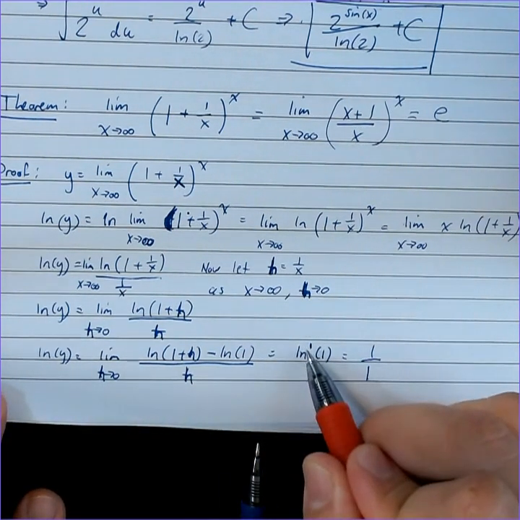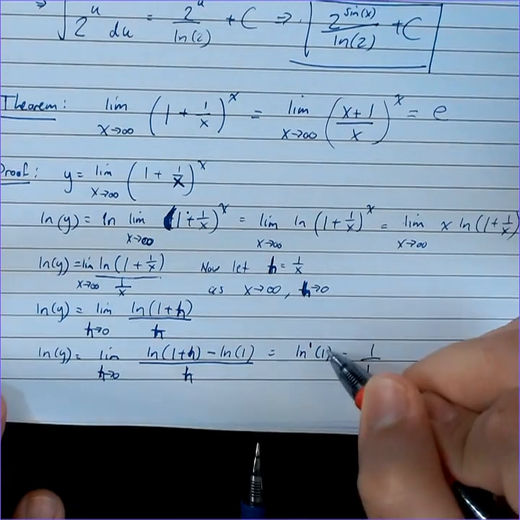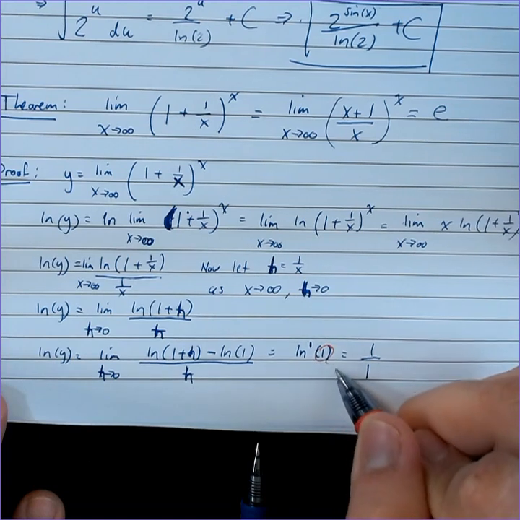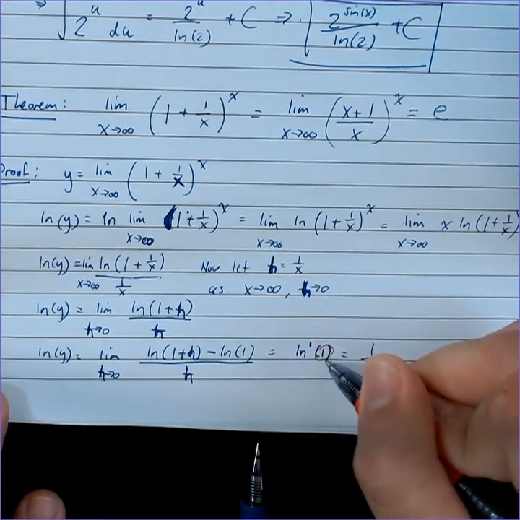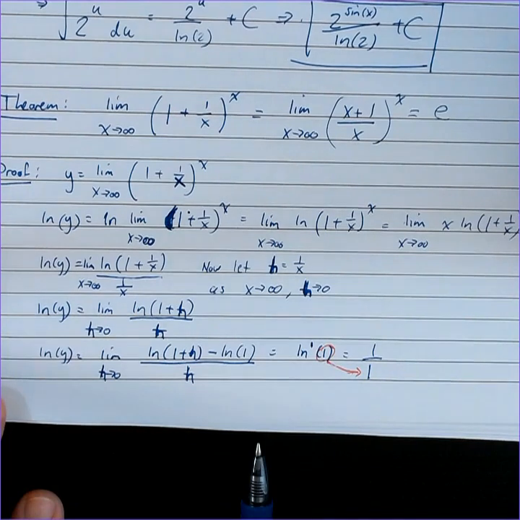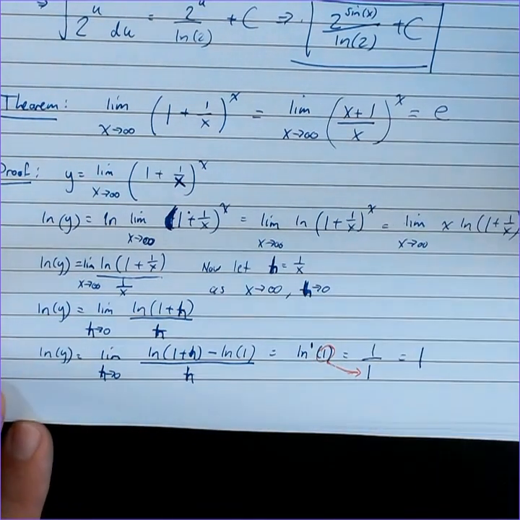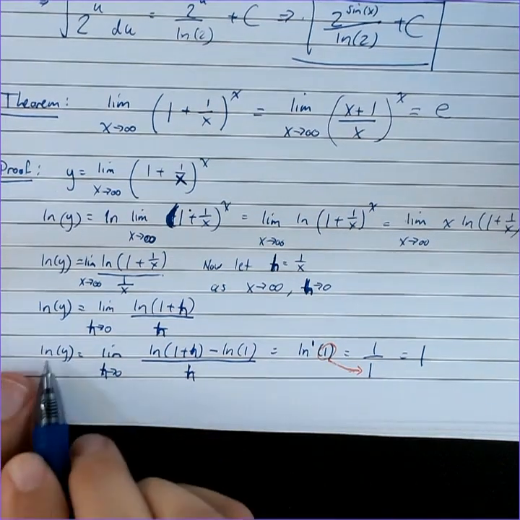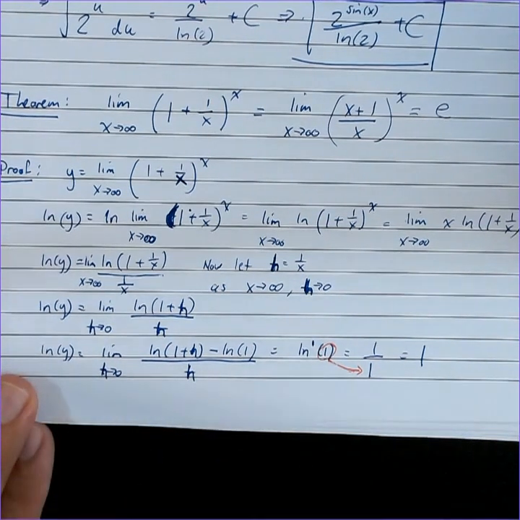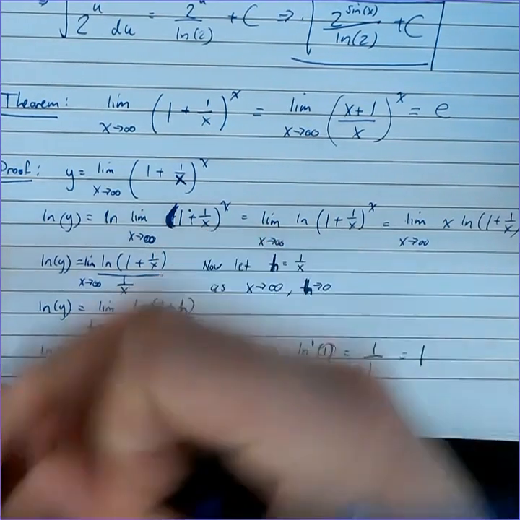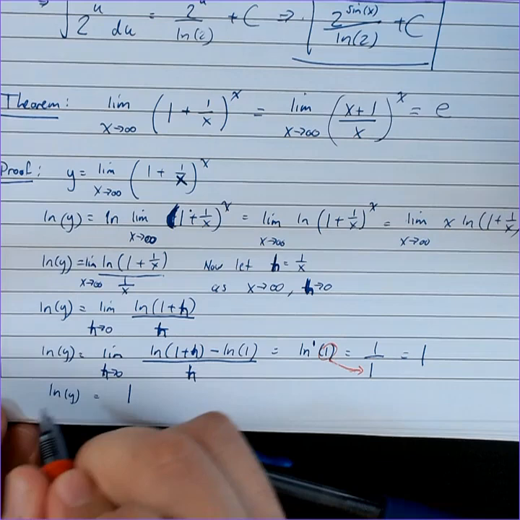The derivative of the natural log of something is 1 over that something. But since here we're taking the derivative of the natural log of 1, that denominator is just the number 1. 1 over 1 is 1. So now we end up with the natural log of y is equal to 1. And I'm out of paper, so that means I better be almost done, right? Let's exponentiate both sides.